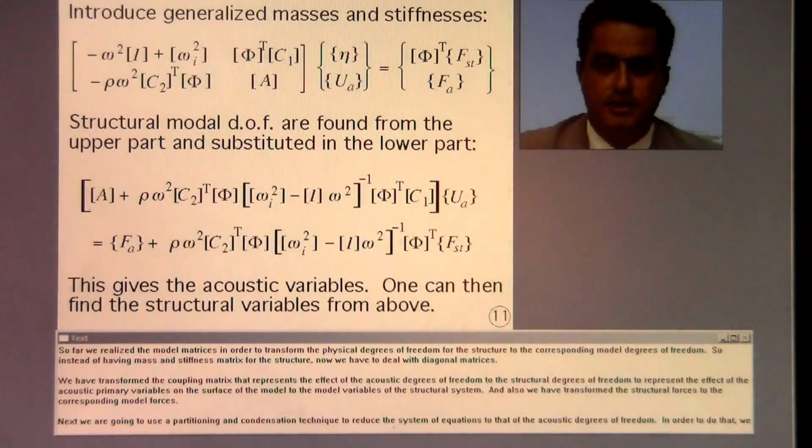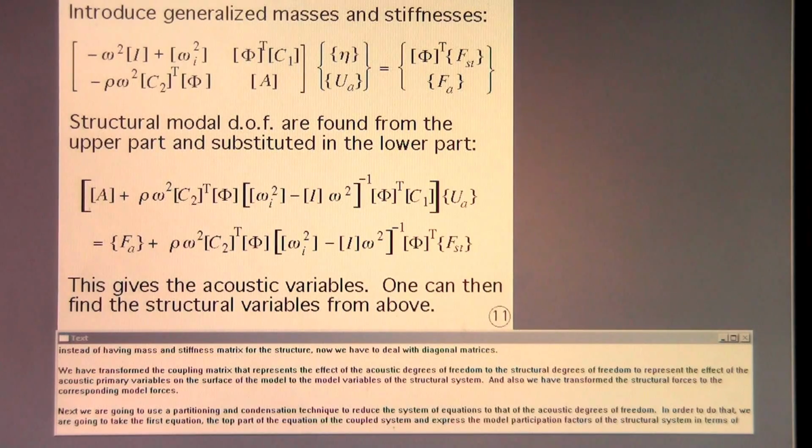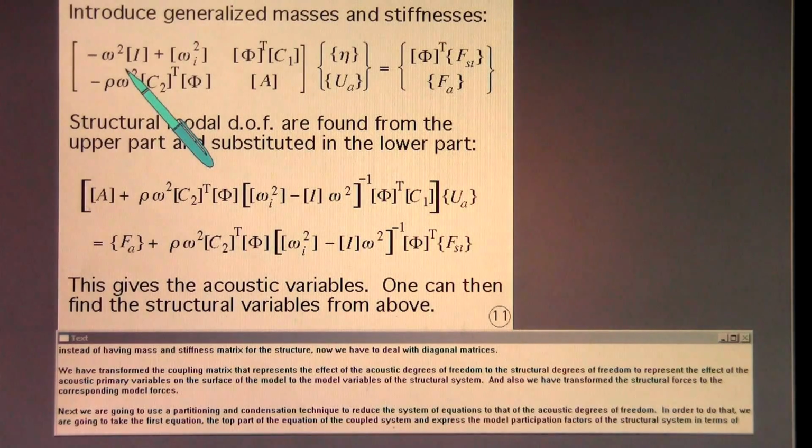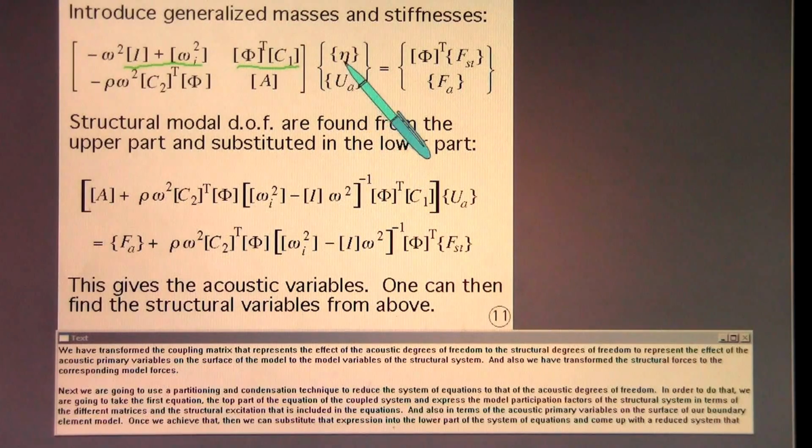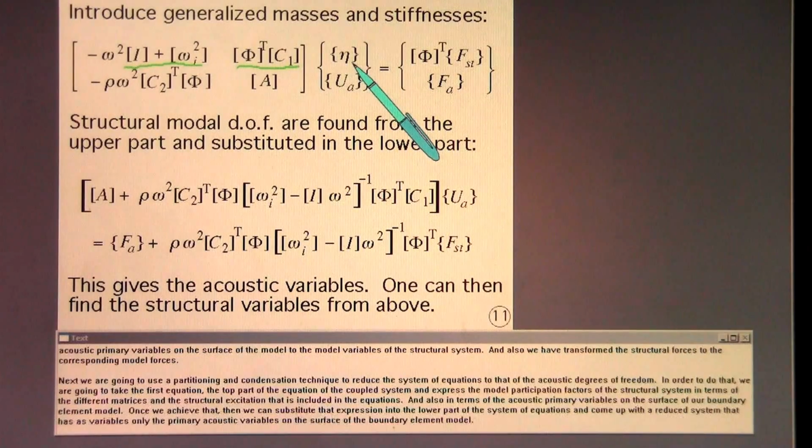So far, we have utilized the modal matrices in order to transform the physical degrees of freedom for the structure to the corresponding modal degrees of freedom. So instead of having mass and stiffness matrix for the structure, now we have to deal with diagonal matrices. We have transformed the coupling matrix that represents the effect of the acoustic degrees of freedom to the structural degrees of freedom to represent the effect of the acoustic primary variables on the surface of the model to the modal variables of the structural system. And also we have transformed the structural forces to the corresponding modal forces.